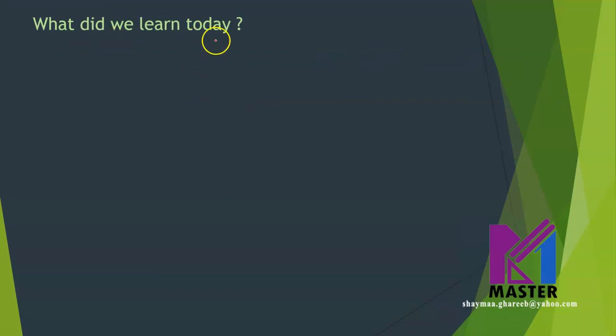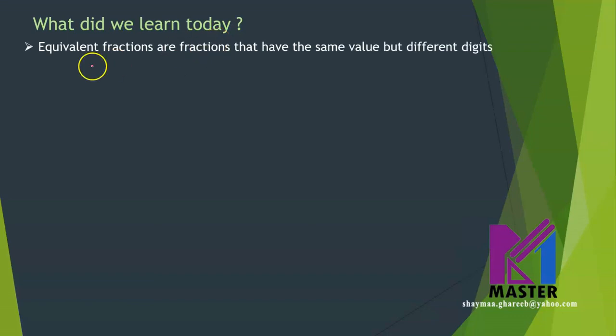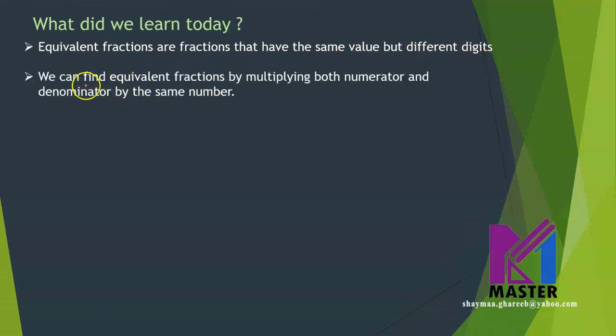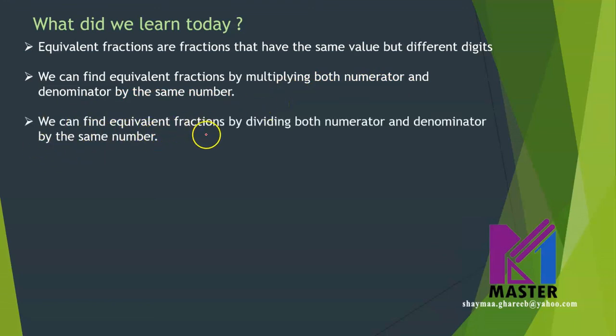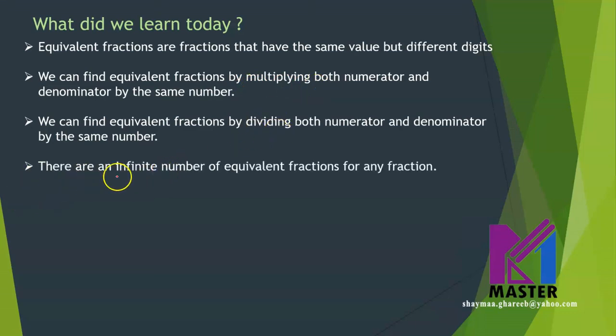Now, let's sum up together, what did we learn today? First, equivalent fractions are fractions that have the same value but different digits. We can find equivalent fractions by multiplying both numerator and denominator by the same number. We can find equivalent fractions by dividing both numerator and denominator by the same number. So we can use multiplying or dividing. There are an infinite number of equivalent fractions for any fraction.